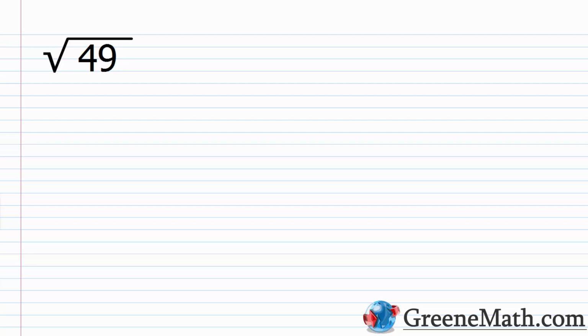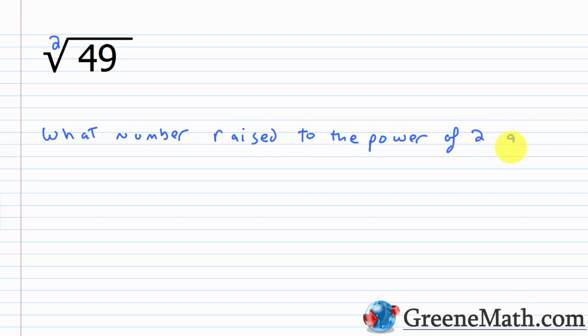So in this case, we have the square root of 49. So I'm going to put a visible index of 2 here just for our demonstration purposes. But again, you don't need that. And essentially, I'm asking, let me write this out, what number raised to the power of the index, and the index in this case is 2. So what number raised to the power of 2 gives us the radicand, which in this case is 49. So that's the question we're asking each time.